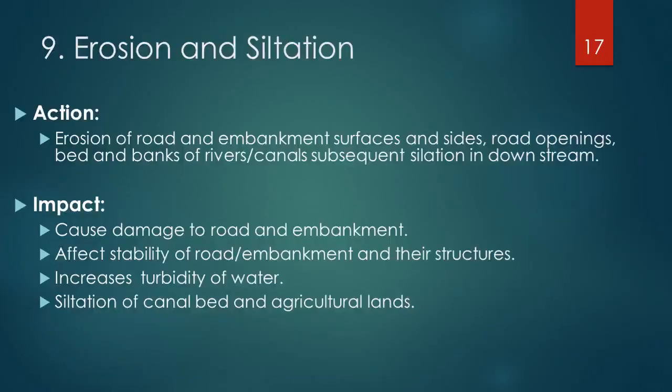Erosion and siltation. The action includes erosion of road and embankment surfaces and sides, road openings, and beds and banks of rivers and canals, with subsequent siltation downstream. The impact causes damage to roads and embankments and affects the stability of roads and their structures overall, and increases water turbidity and the siltation of canal beds and agricultural lands.